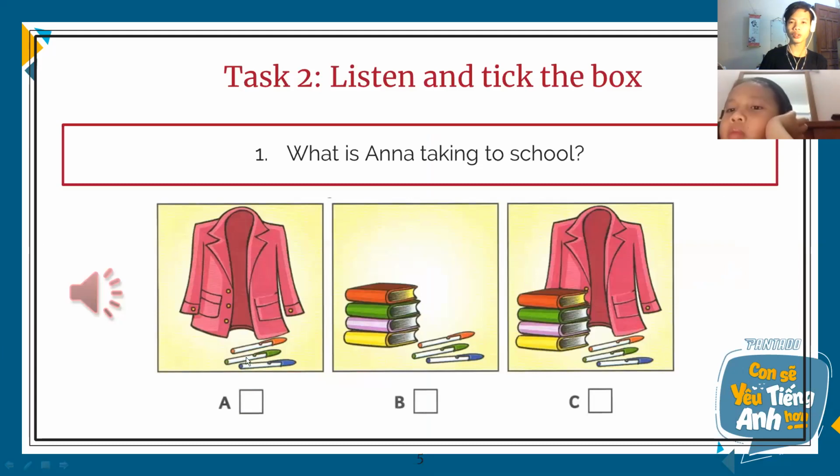Okay, now task two. Listen and tick the box. Your books for school, Anna, and some pens. Yes, Mum. And have you got your jacket? It's cold today. No, Mum. But I don't want it, and I'm not taking. All right, now, one. What is Anna taking to school?